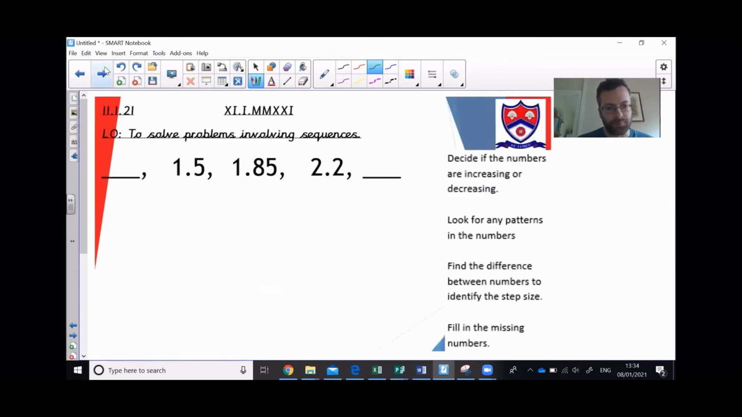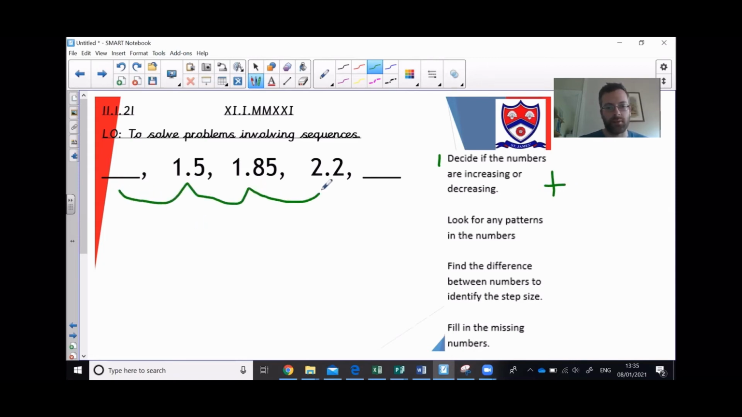Okay, one more example that has decimal numbers in. Oh no, scary decimals! And I'm going to try and see if I can do all of this right straight away. So, step number one, decide if the numbers are increasing or decreasing. Well, I've gone from 1.5 to 1.85, so I'm happy that they are increasing, they're getting bigger. So now I need to work out what they're getting bigger by.